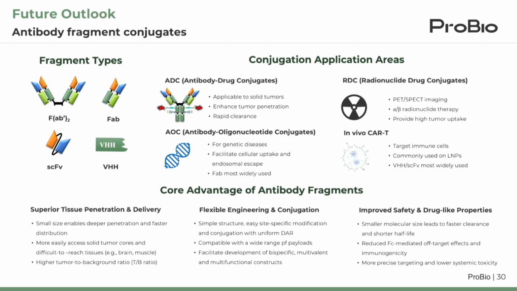They are very easy and flexible to engineer and allow conjugation. For example, you can easily realize site-specific conjugation by introducing cysteines at the C-terminal of these antibody fragments. And also improved safety and drug-like properties. There have been a number of different types of fragments utilized in these applications, such as Fab, single-chain Fv, VHH or nanobody, or F(ab')2 fragment.